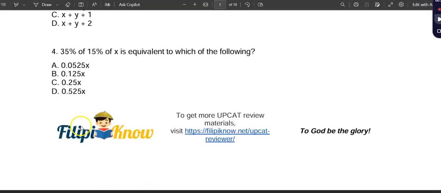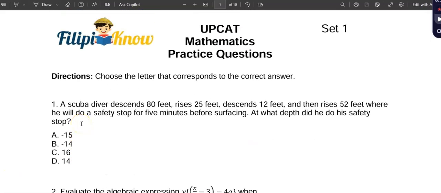So we'll start. Number one. It says here a scuba diver descends 80 feet, rises 25 feet, descends 12 feet, and then rises 52 feet where he will do a safety stop for 5 minutes before surfacing. At what depth did he do his safety stop?